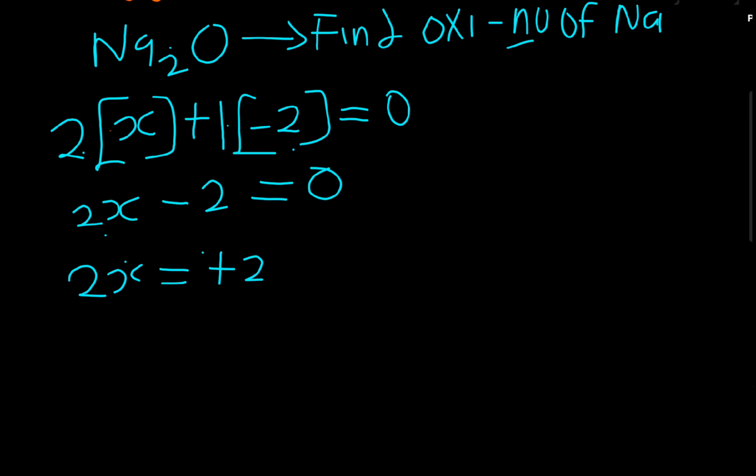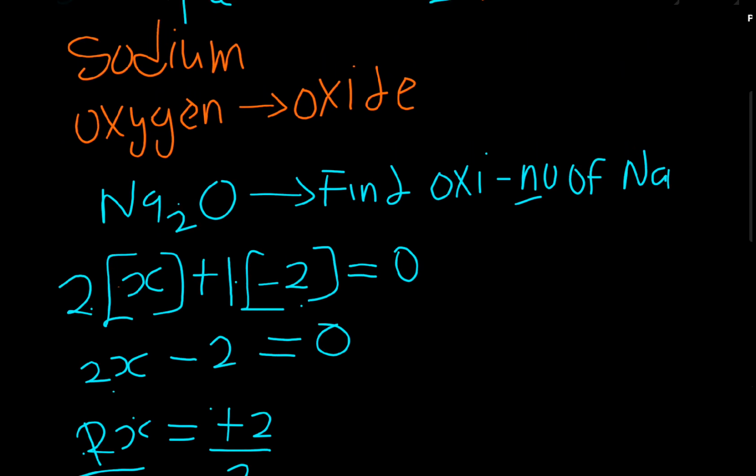And lastly, we'll divide through by 2 in order for X to stand alone. So 2 over 2, 2 over 2. 2 cancels 2, X will stand alone now, and +2 divided by 2 would give us 1. And so the oxidation state of this is just 1. So the name of the compound, remember, do not forget we said we first write out sodium and we change the oxygen to oxide.